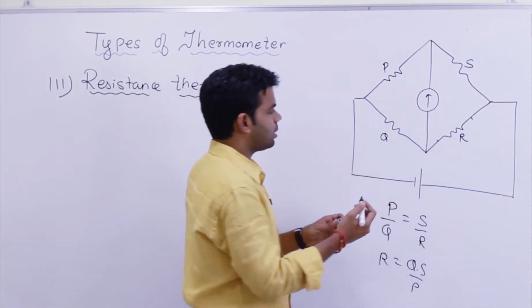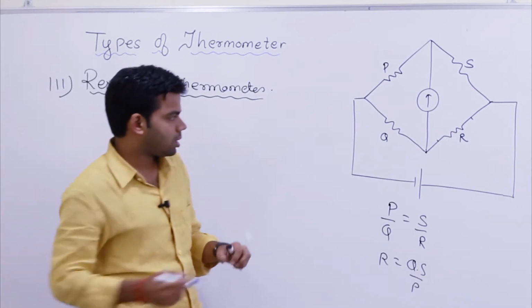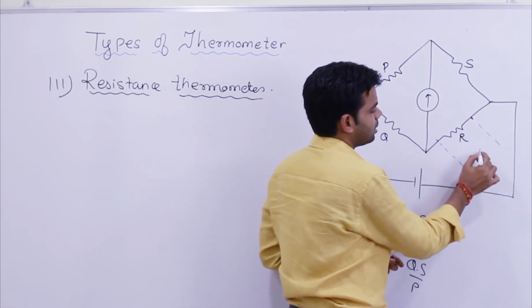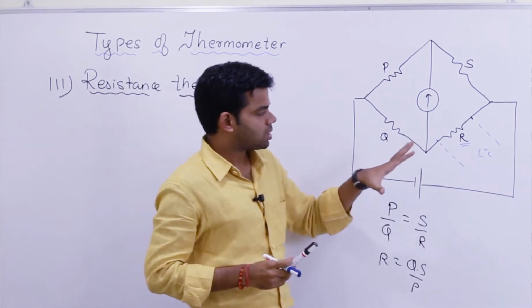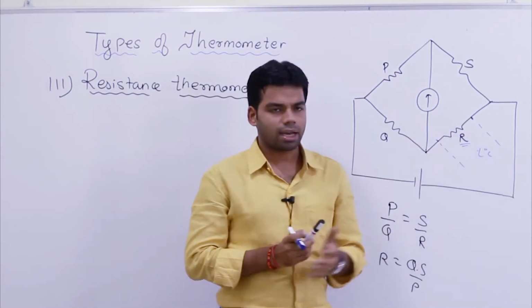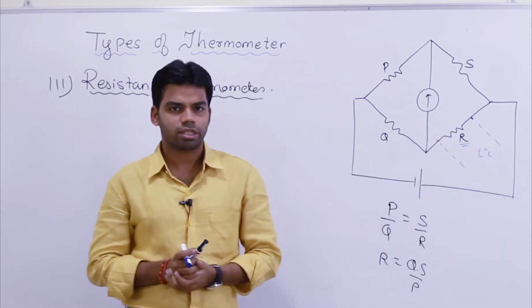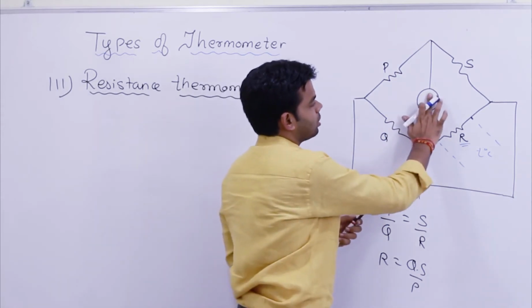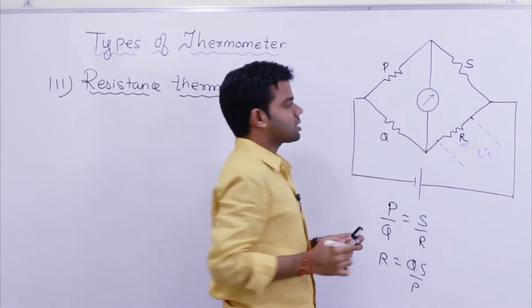Suppose we want to measure a temperature. Whatever temperature we want to measure, we keep that in contact with this R resistor. Getting this? The temperature which is to be measured is kept in contact with the R resistor. Then according to this temperature, the value of this resistance will change. Now according to the resistance, the value of this current will also change.